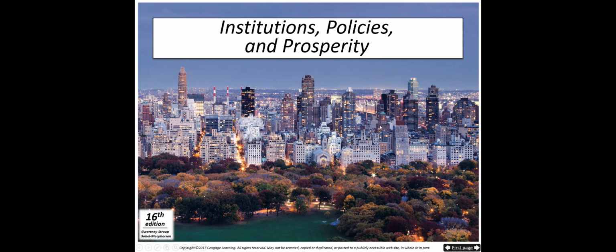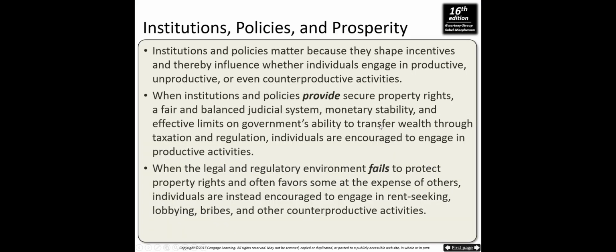And let's talk about institutions, policies, and prosperity. Institutions and policies matter because they shape incentives and thereby influence whether individuals engage in productive, unproductive, or even counterproductive activities. When institutions and policies provide secure property rights, a fair and balanced judicial system, monetary stability, and effective limits on government's ability to transfer wealth through taxation and regulation, individuals are encouraged to engage in productive activities.